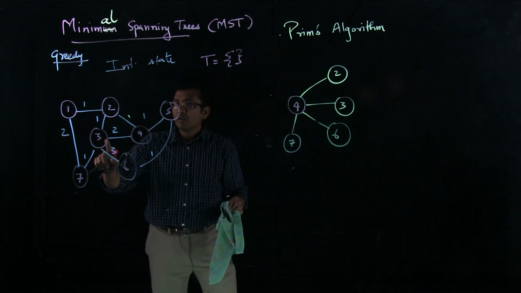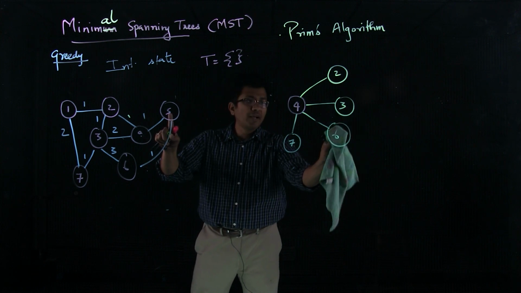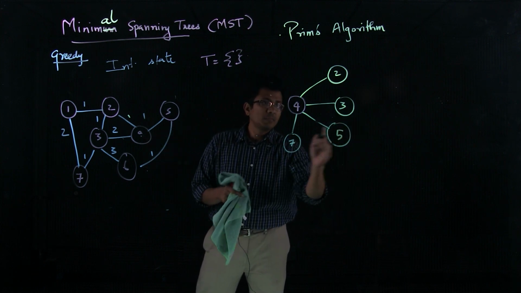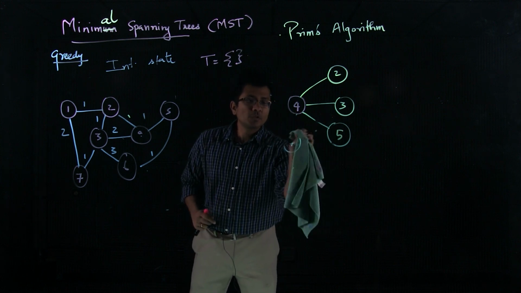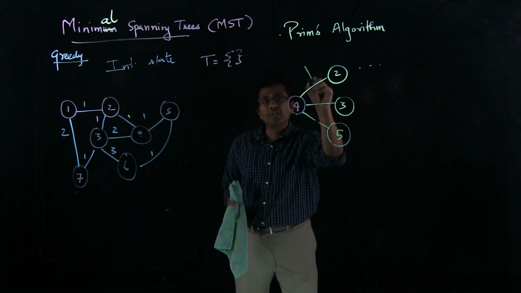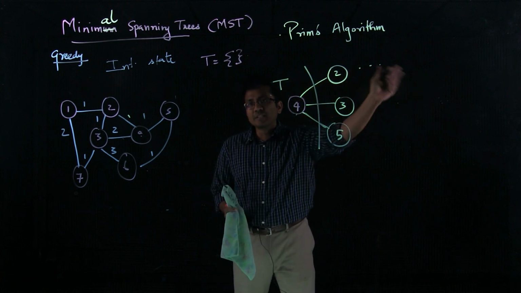Let me draw it again. 4 to 2, 4 to 3, 4 to 5. That's it. Those are all the boundary crossing edges. Everything else I'm not going to bother drawing. So these are the edges that go from the tree to everything that's not the tree.